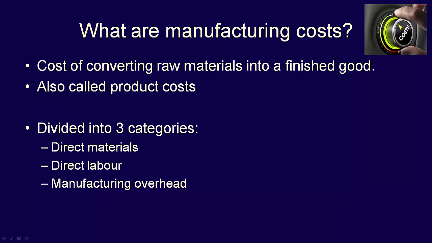So manufacturing costs, also called product costs, are always divided into three categories: direct materials, direct labor, manufacturing overhead, which is all the indirect costs incurred in the manufacturing process.